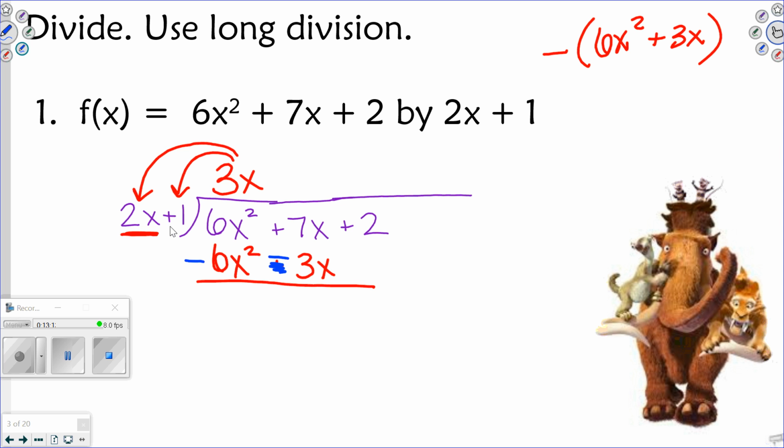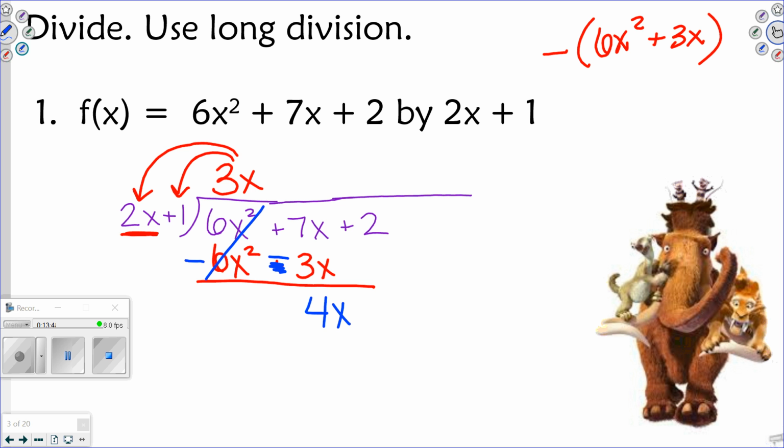So they don't change the original equation? Nope, just in whatever it is you're subtracting. If it's negative to begin with, it'll be positive. Yep, because that's what should happen, this should cancel out. 6x squared minus 6x squared, and then 7x minus 3x is 4x.